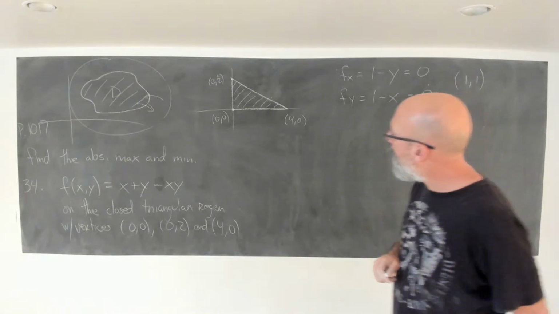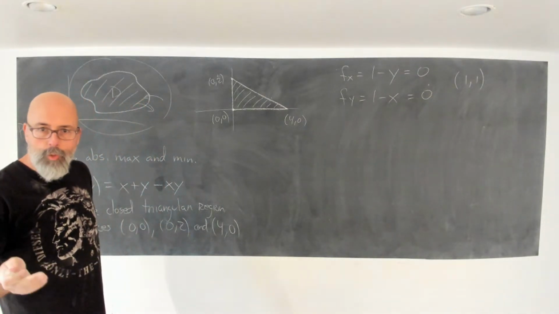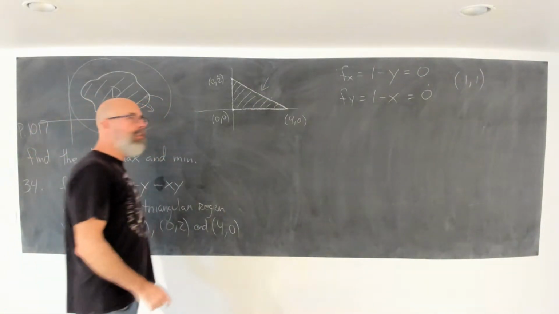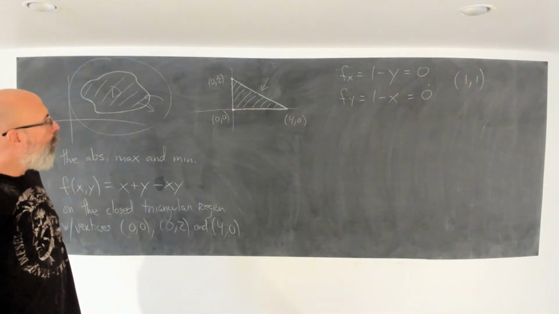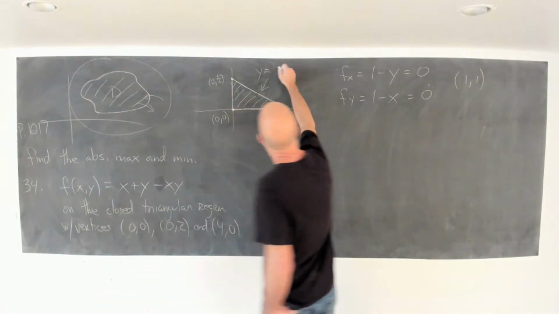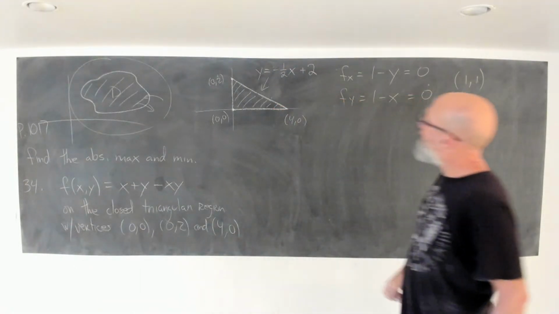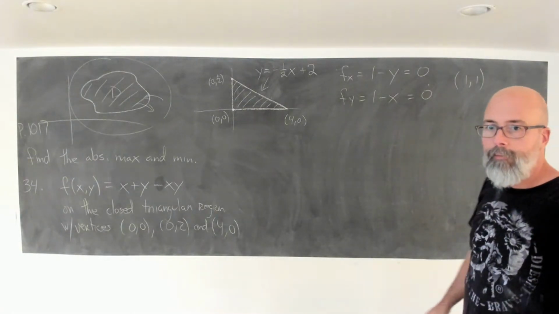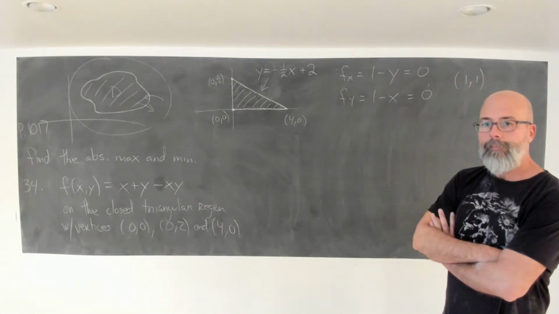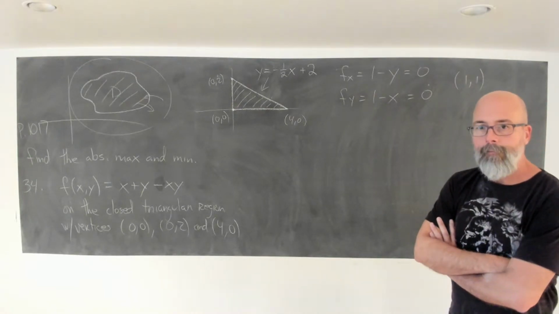It's not immediately clear that 1, 1 is inside the domain. So we have to verify. And we're going to verify by working out what this line is. You know what that line is. Minus 1/2 x plus 2, is that right? Does everybody have that? Is that right? Thank you.